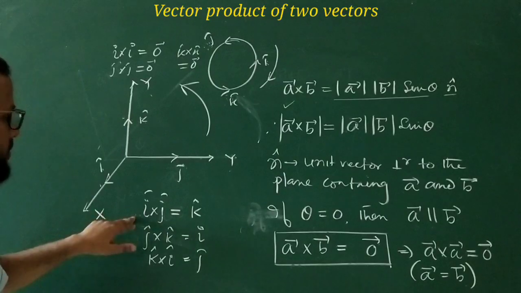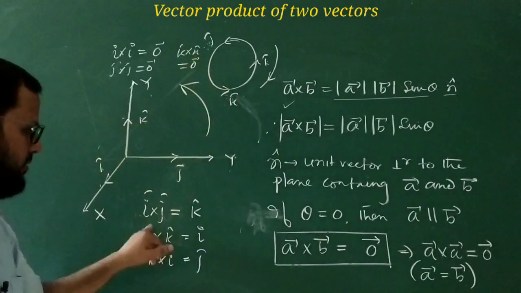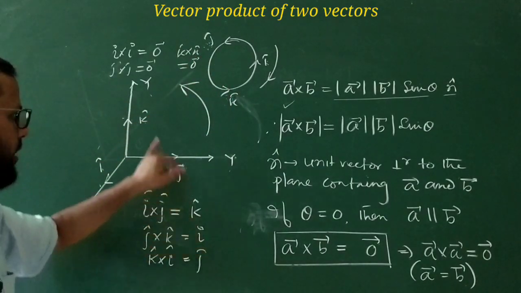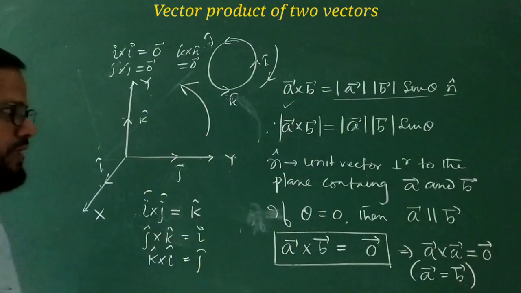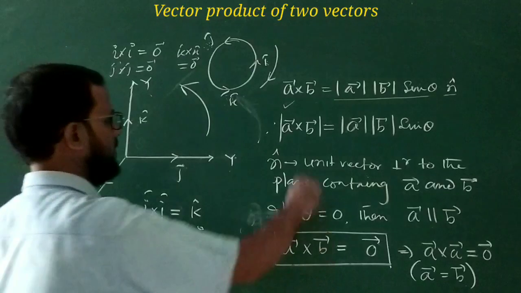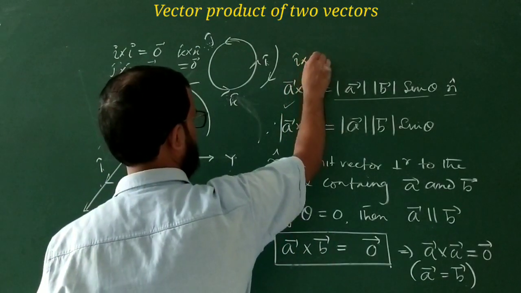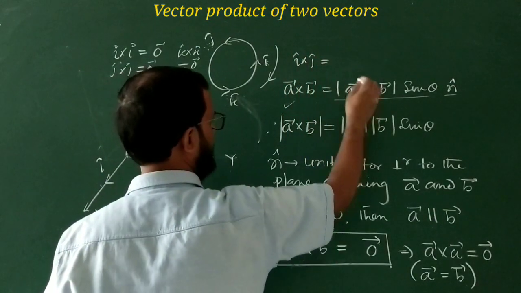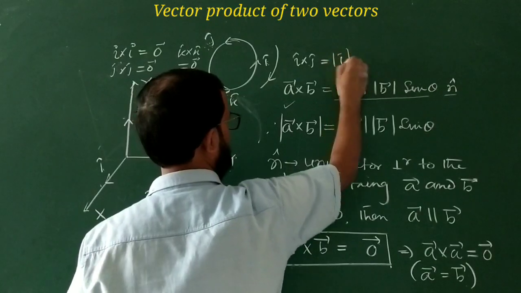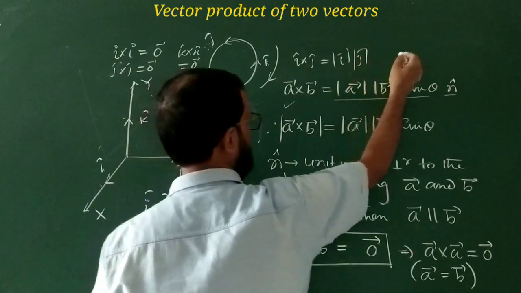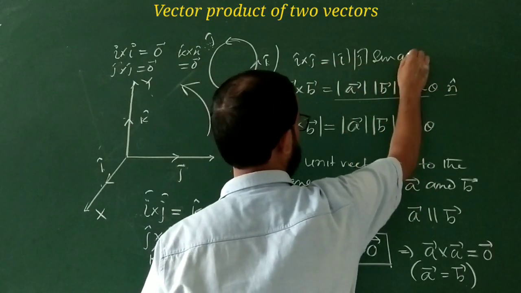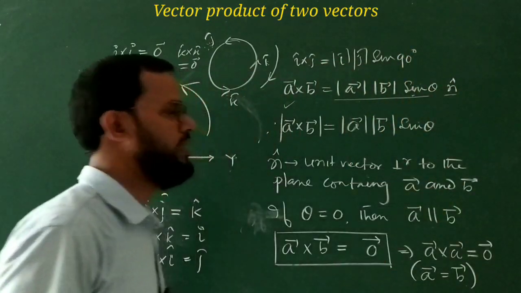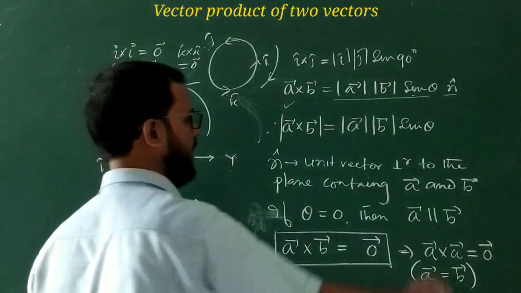And because of the directions, I cross J equals K, from the definition. I cross J, use this formula: magnitude of I, magnitude of J into sine theta, where theta between I and J is 90 degrees because both are perpendicular, so sine 90 degrees into n cap.